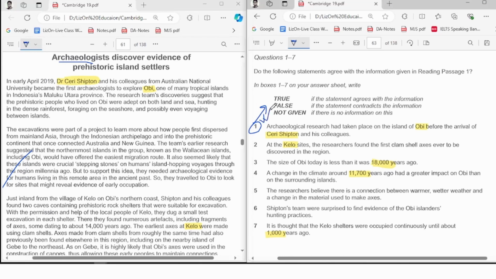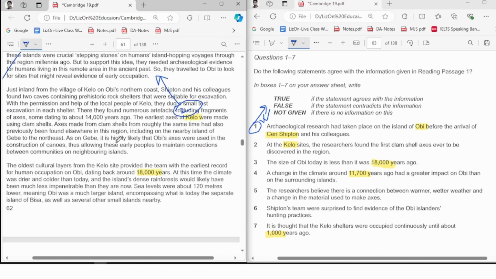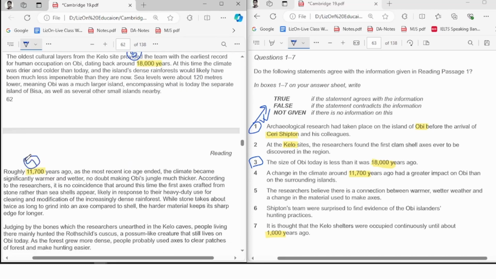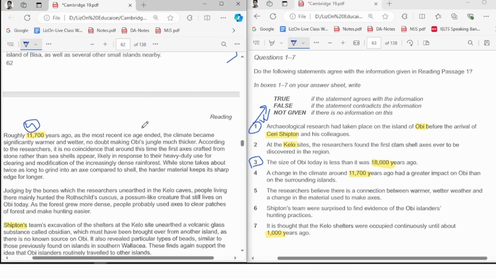How will it help you? Before, when you looked for the answer to number 1, you really didn't know where to finish. Now you know. Here your number 2 is going to start. To find number 1, you just need to read before this. Maybe your number 2 will finish around this place, because 18,000 starts here. If you locate number 3, how does it help? To find number 2, you just need to read this section. Number 4 is here. So if you read this, you're going to find number 3. This is how it helps you.